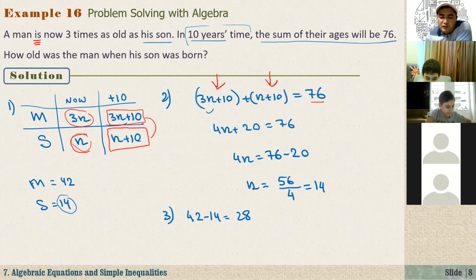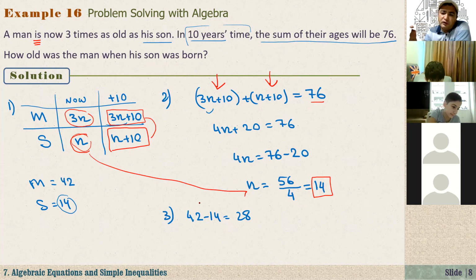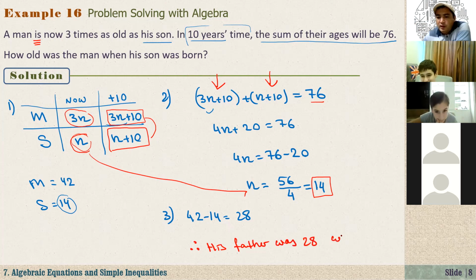By solving this equation, we get n. What is n? n is the son's present age. If the son is 14 years old now, that means 14 years ago, when he was born, his father was 28 years old. So the answer to the question is: his father was 28 when his son was born.